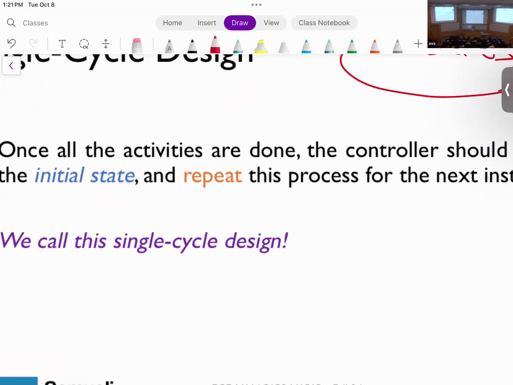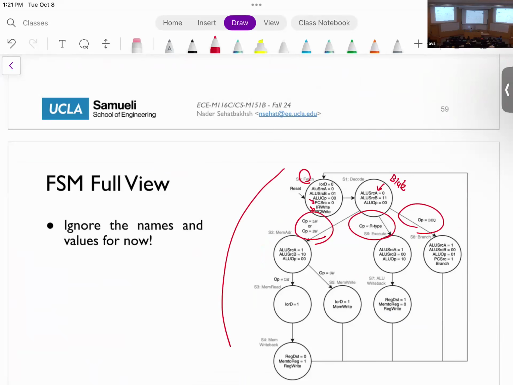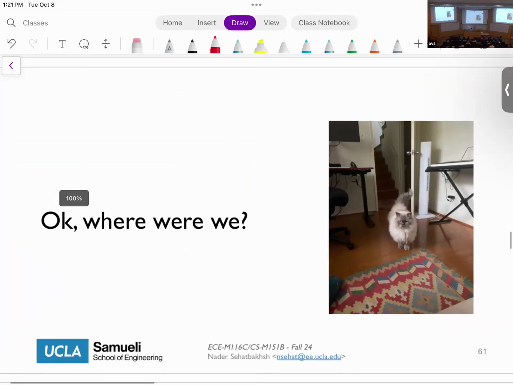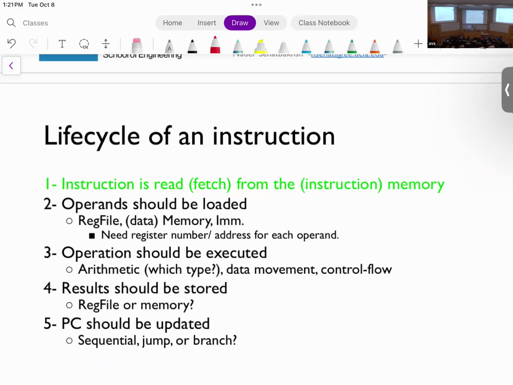So the clock comes, we do all this process, we go back to state one, and then the next clock comes. This is what we call a single cycle machine. So let's design this single cycle machine, and as I said, for now, ignore this, but we're going to come back to this. All right, so where are we?